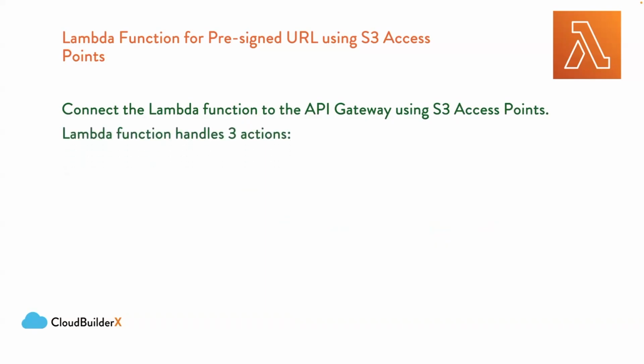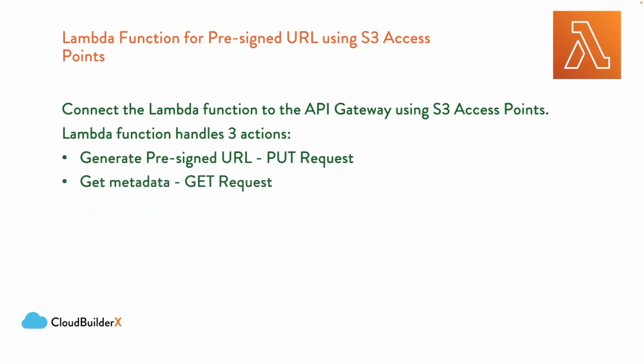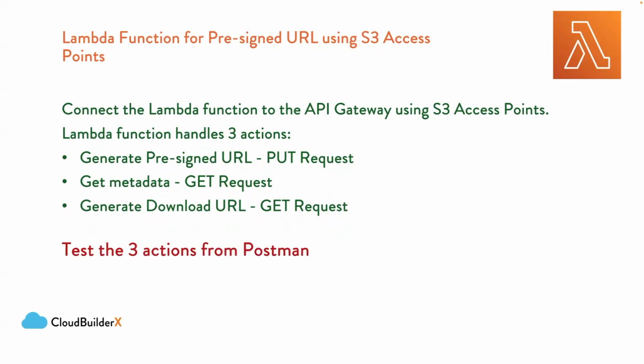And this Lambda function handles three actions. The first one is to generate the pre-signed URL, and we'll be using a PUT request. The second one is to get the metadata of the file that already exists on the S3 bucket. And the third is downloading the file from the S3 bucket using another URL. So for download URL, we'll be using two API calls. The first API call is to get the pre-signed URL, and the second API call is also a GET method to download the file from the S3 bucket. And we'll be testing all these three actions from Postman. That's it. Let's jump into the Lambda function and write the code.